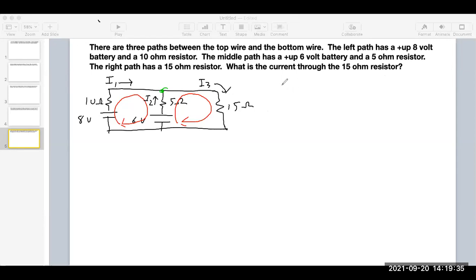So for the junction rule, I1 and I2 flow in, I3 flows out. I1 plus I2 equals I3. For my left loop, I have 8 volts minus 10 ohms I1 plus 5 ohms I2 minus 6 volts.